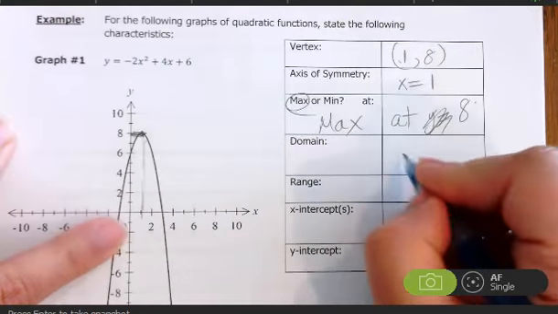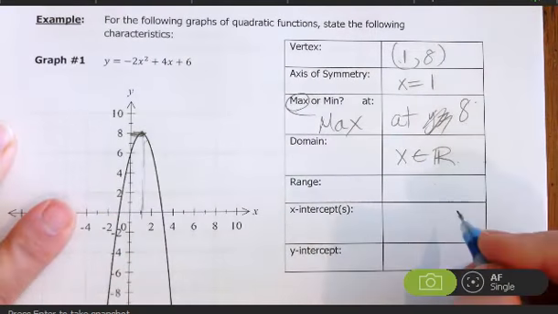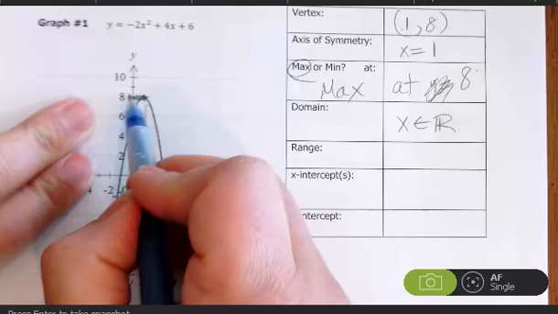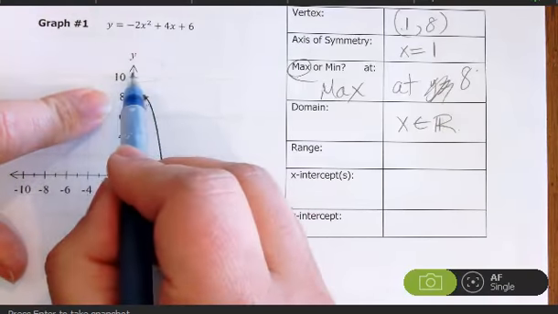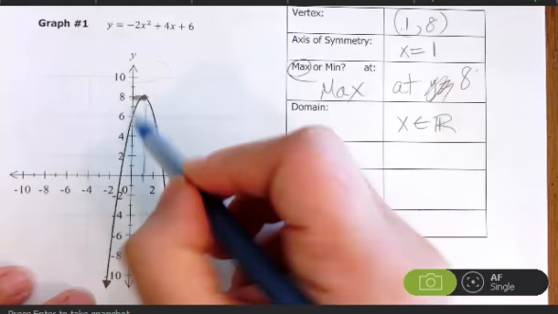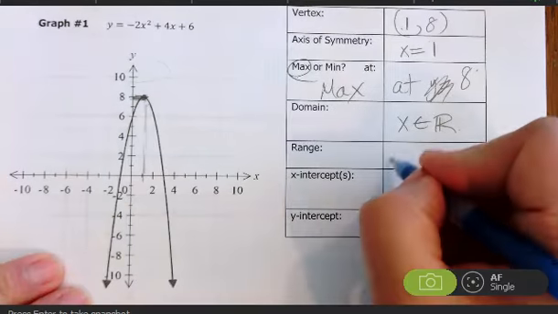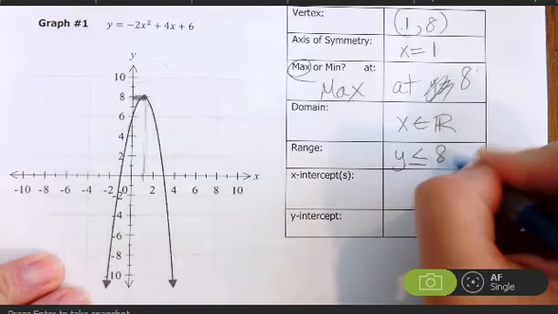The domain, well, that's easy. x is an element of the real numbers. The range, so we're going to look at the output. So what happens with our y values? Do I ever get any values above 8? I get the value of 8, and I get a whole bunch of values down here, right? So my range is going to be y is less than or equal to 8.